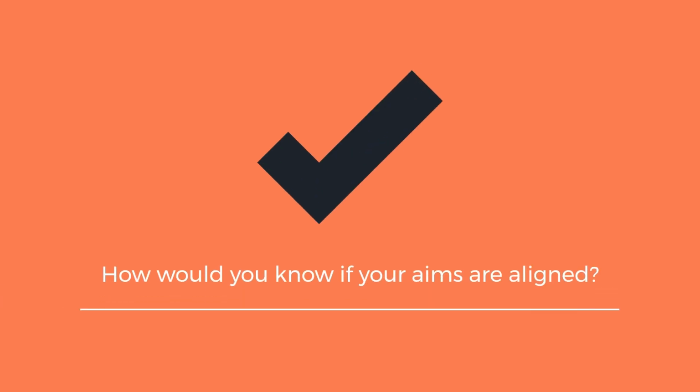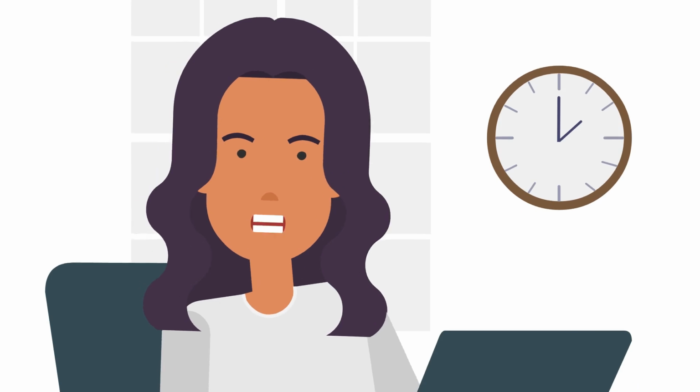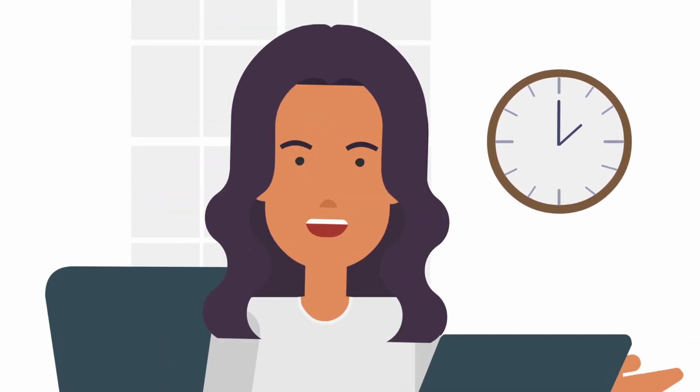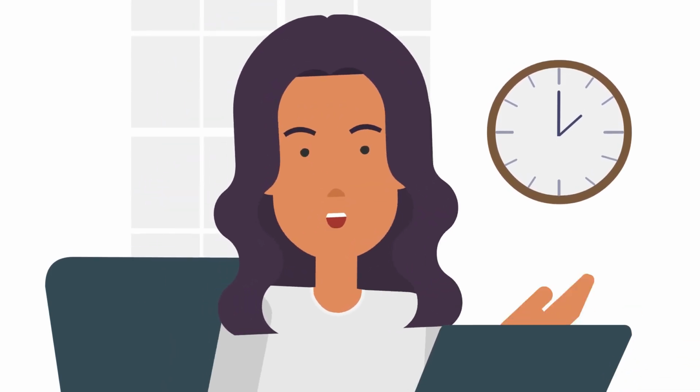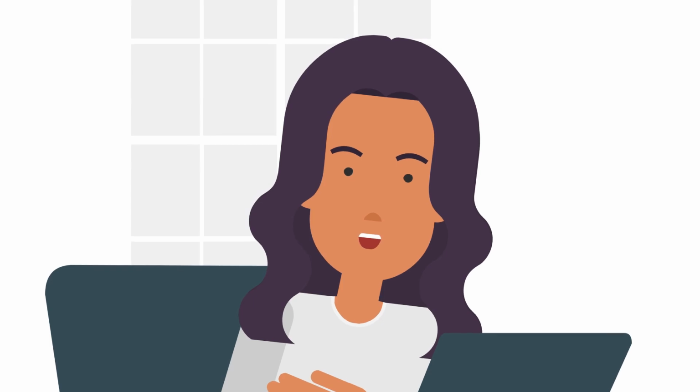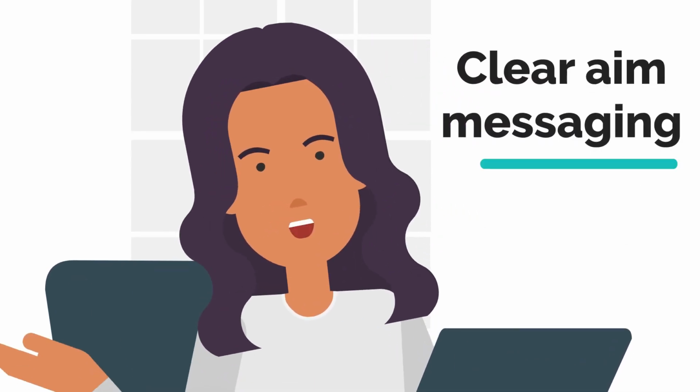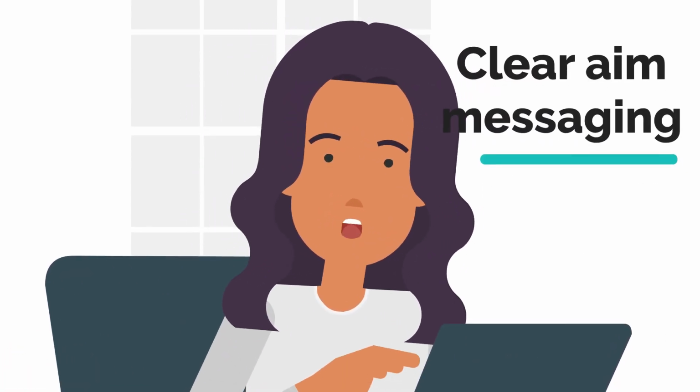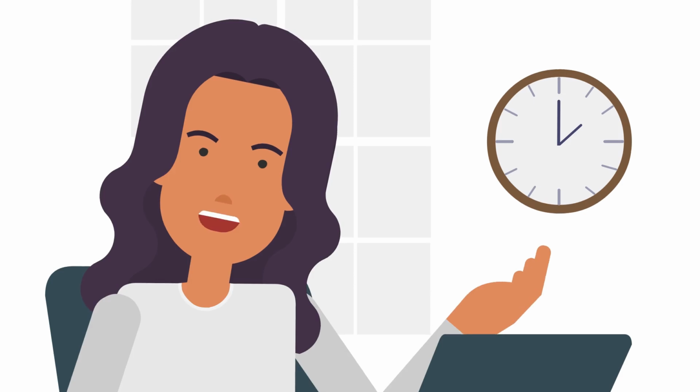How would you know if your aims are aligned? Well, that's easy. It is all through your initial messaging and course title. This clearly needs to outline the aim of the course at the beginning, so that all potential learners are clear what the course is about.